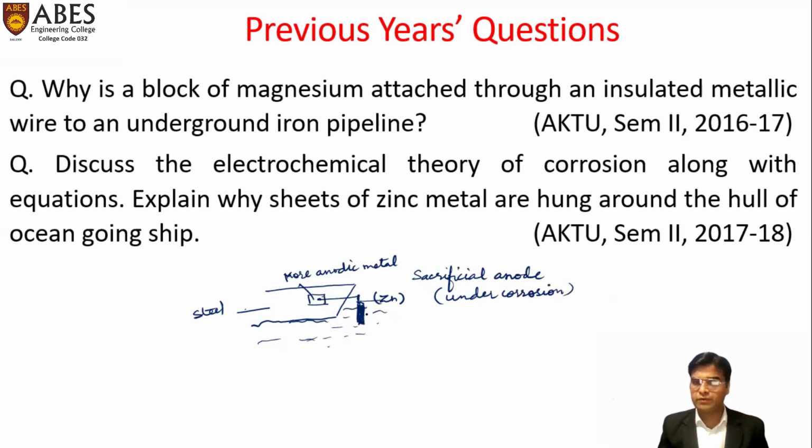Till any part of the sacrificial anode, that is the zinc metal, is hung here, the steel will work as cathode and it will remain protected from the marine corrosion. This is why the zinc metals are hung around the hull of ocean-going ships.